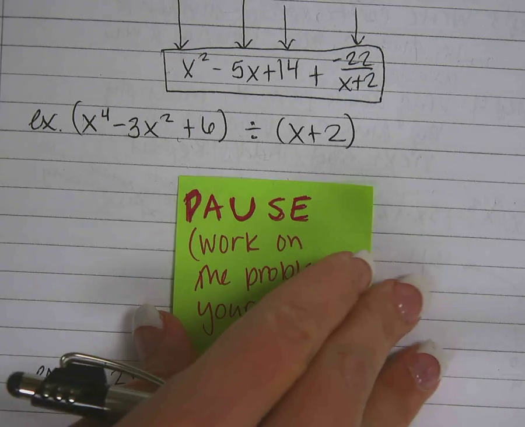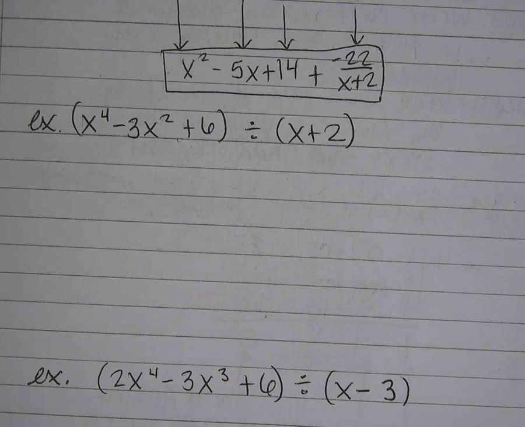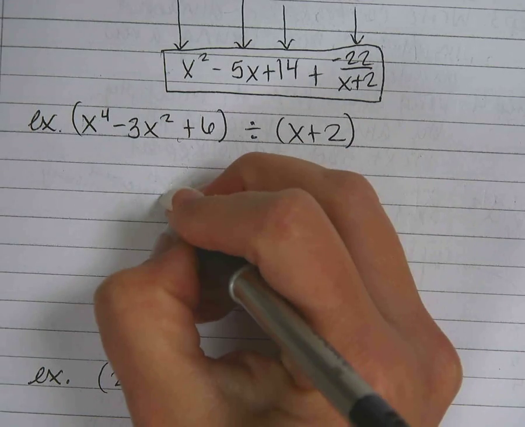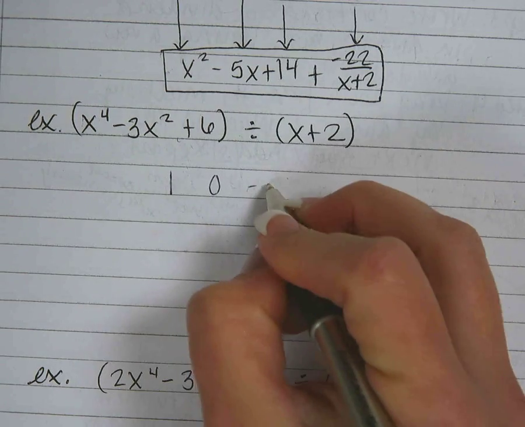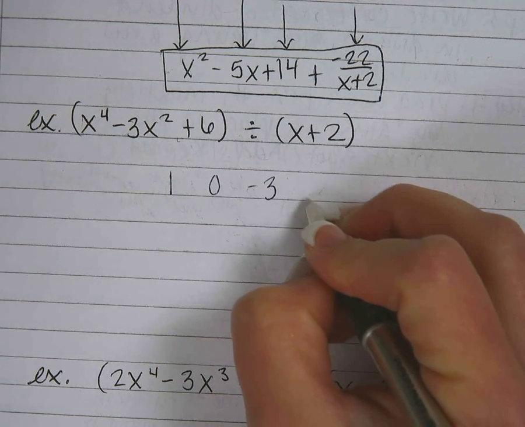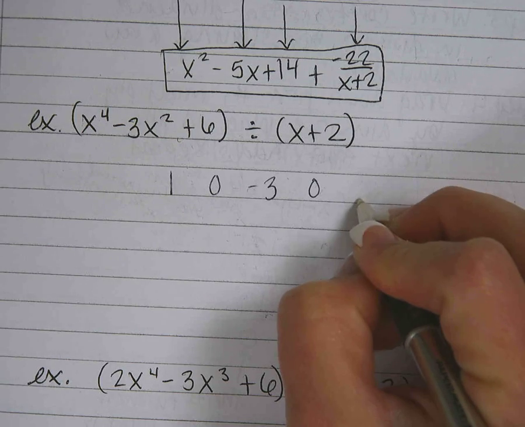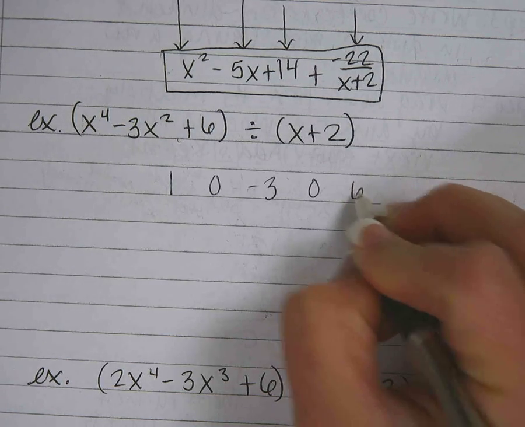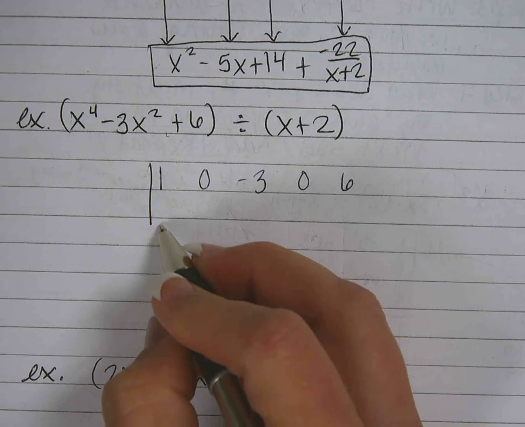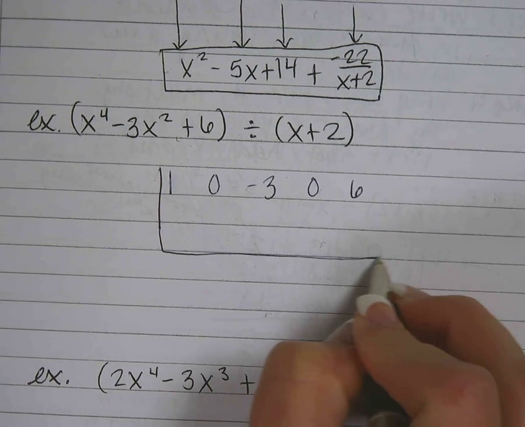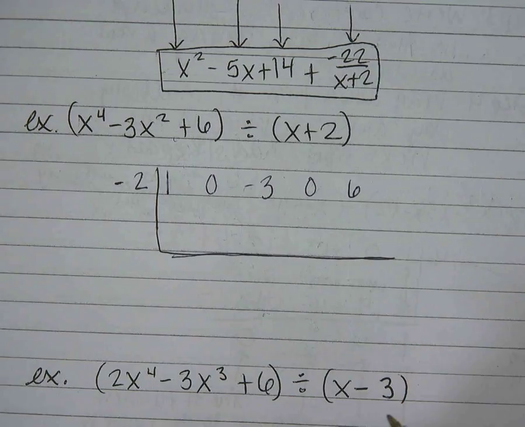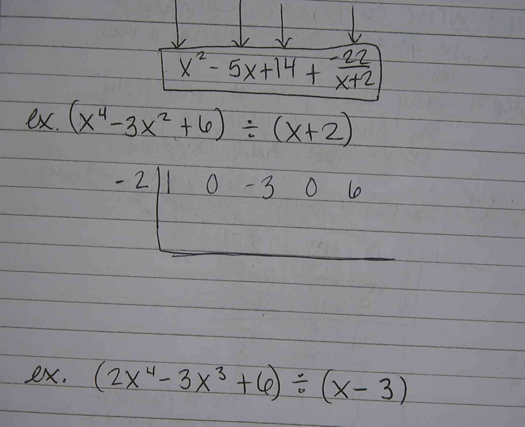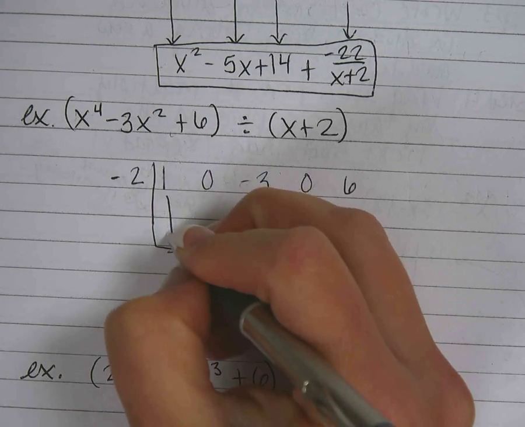Okay, let's work through this one. I'm going to write 1, and I'm going to write a 0 for my x cubed being missing, -3, and then another 0 for my x being missing, and then 6. I'm going to have a -2 out here, because x plus 2 solved would be x equals -2. Drag down your 1.